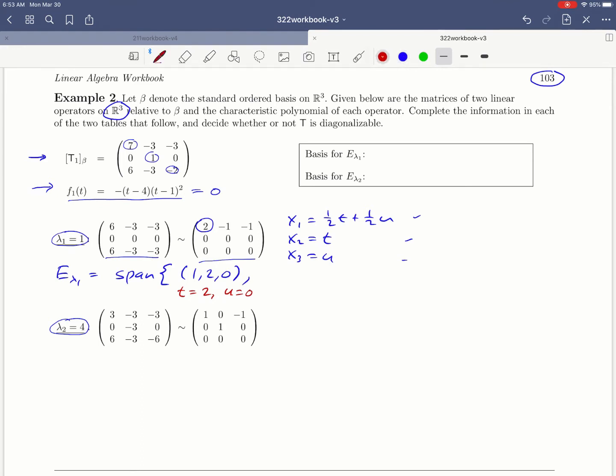Then to get the second eigenvector, we could just make a different choice. This time we'll make t equal to 0 and u equal to 2. If you go back and substitute those into these three equations, this time you're going to get 1, 0, 2. Those two eigenvectors together should span our first eigenspace. So we can go up, and they asked us for a basis for E lambda 1. We've just found it, or one possible one anyway.